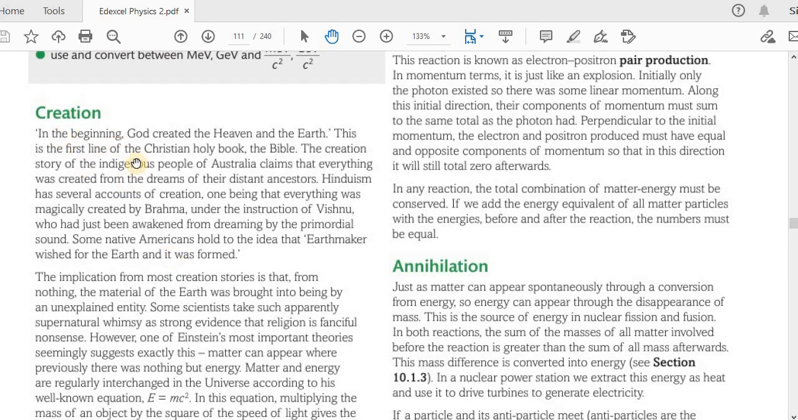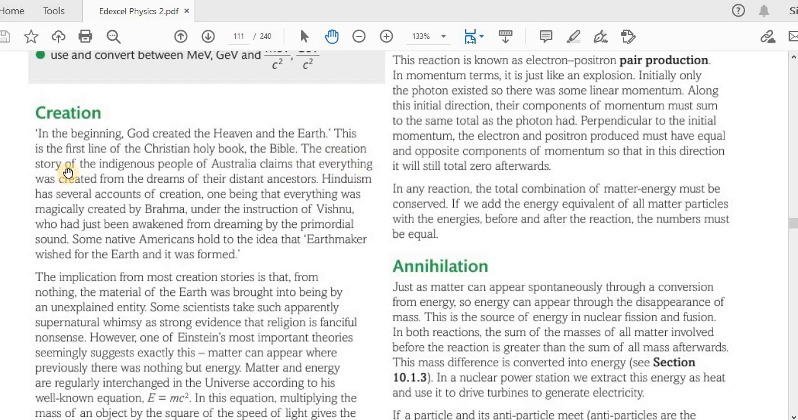Now this part is basically some history from some religious books. In the beginning God created the heaven and the earth. This is the first verse in the Bible, in Genesis chapter 1 verse 1. This is the first line of the Christian holy book, the Bible. So about creation, even the religious books say something about it. In Buddhism there is something called the Aganya Sutra. In that also you have something about the Big Bang theory, that the universe is expanding.